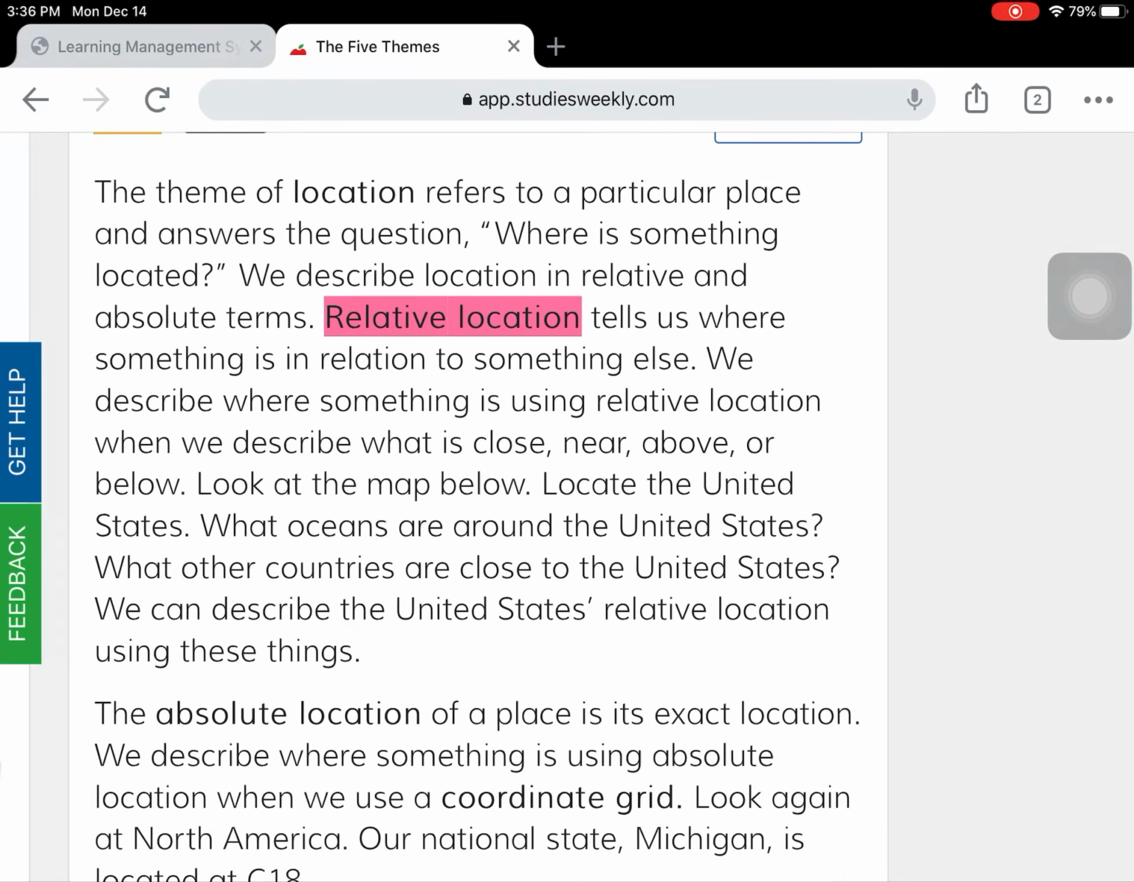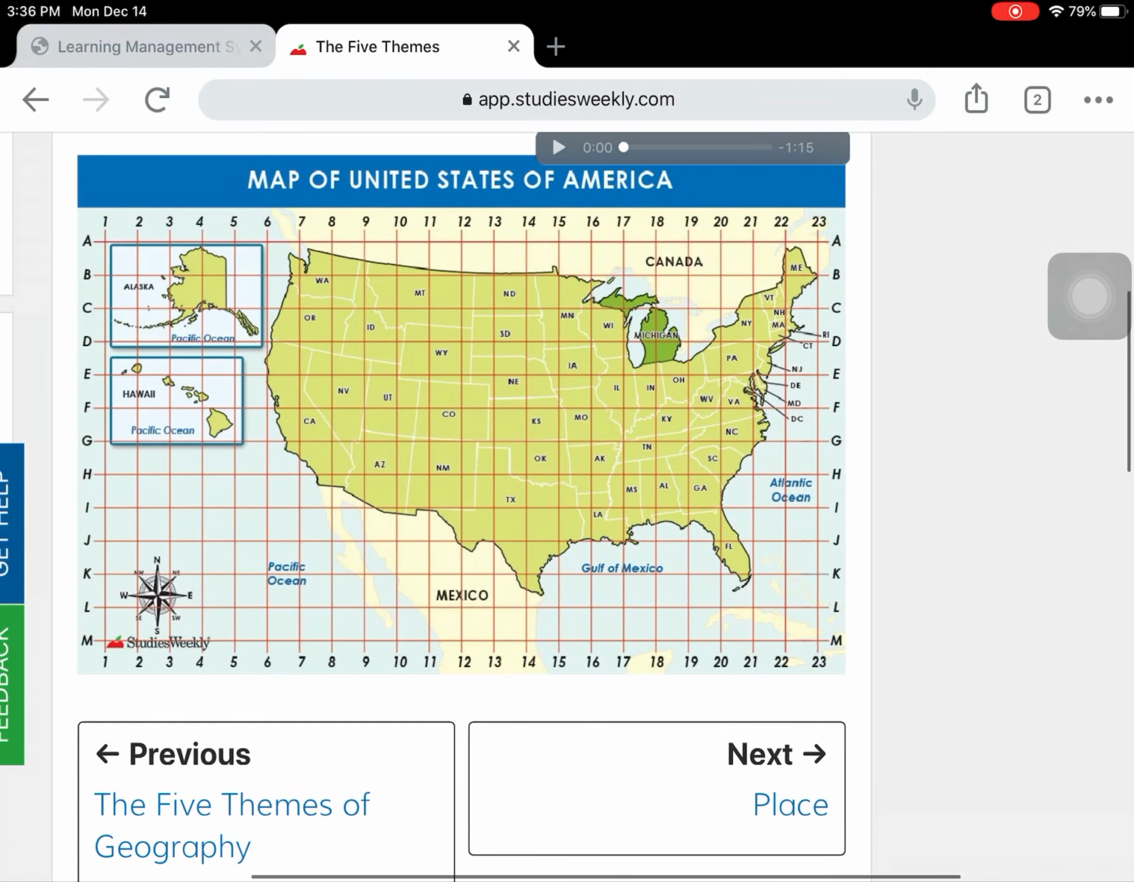So this section here is going to tell us what is relative location. Relative location tells us where something is in relation to something else. We describe where something is using relative location when we describe what is close, near, above, or below. It says, look at the map below. Use the United States. What oceans are around the United States? What other countries are close to the United States? It says we can describe the United States' relative location using those things.